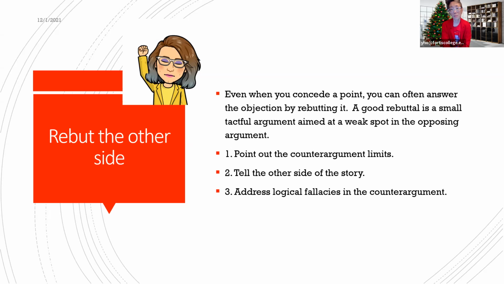So when you rebut the other side, point out the other side's limits or weaknesses. Tell the other side of the story. Address logical fallacies in the counter argument. In other words, however, vaping is dangerous because it causes all of these cancers. Then you could use a case study. Jan started vaping when she was 14, and now Jan has cancer and has to breathe through a ventilator.